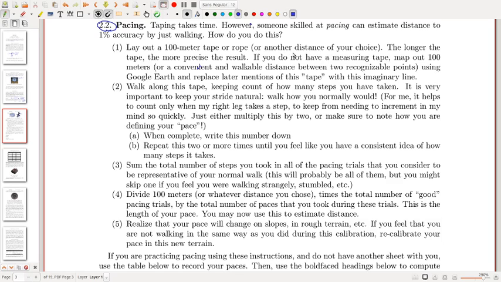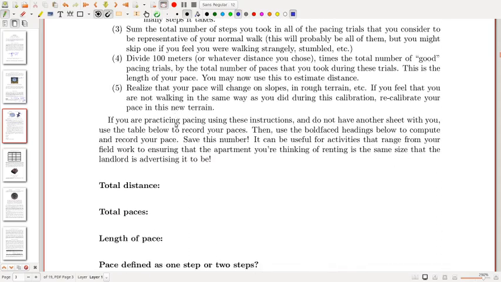But if you're doing it by yourself, what you can do is just map out a convenient and walkable distance between two recognizable points using Google Earth, in which you can use the measurement tool to figure out that distance, and then use that to figure out what your pace is. So after you do that, what you need to do is just walk along that tape or that distance and take normal steps. Write down the number of steps it takes, and then figure out the length of your stride. Pretty simple. So just look through that.